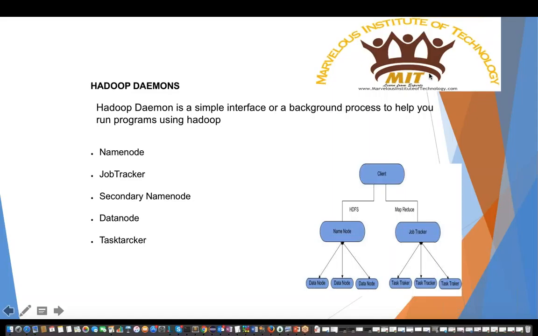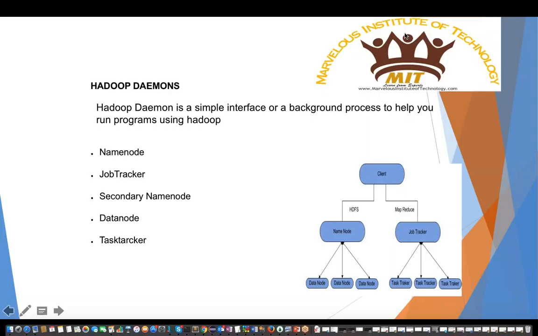So each interaction with your cluster will be treated as one transaction. These transaction details will be recorded into the edit log as well as the RAM, the name node's main memory. Why will it store in the main memory? Because it is an operation.